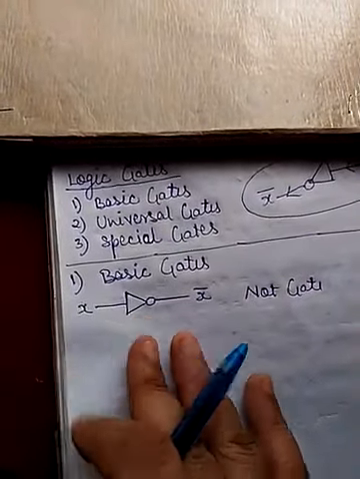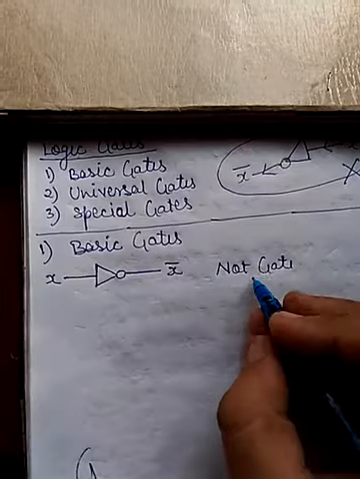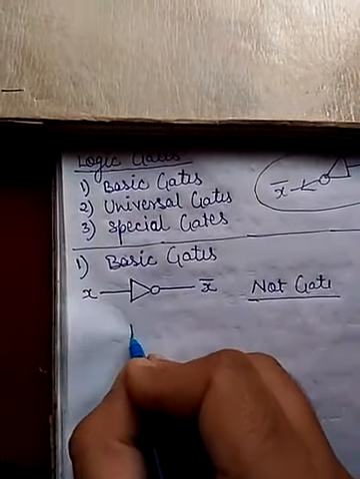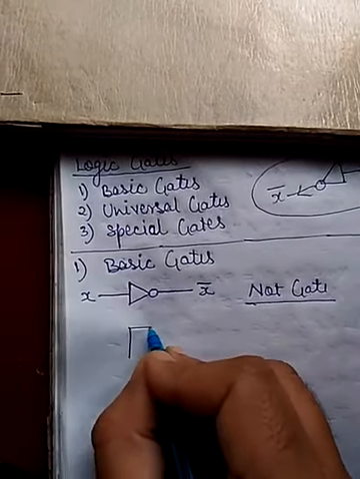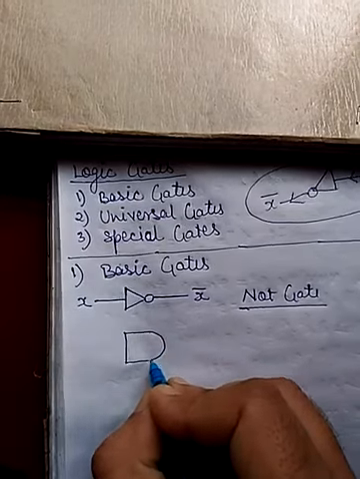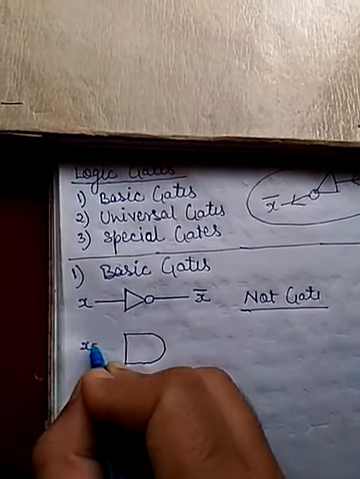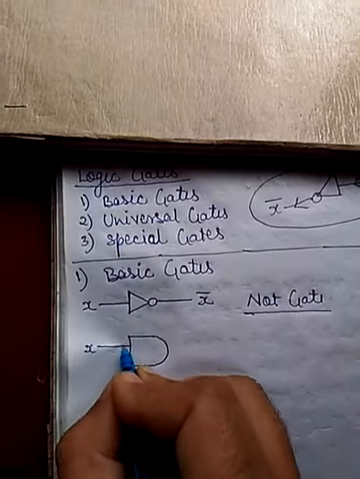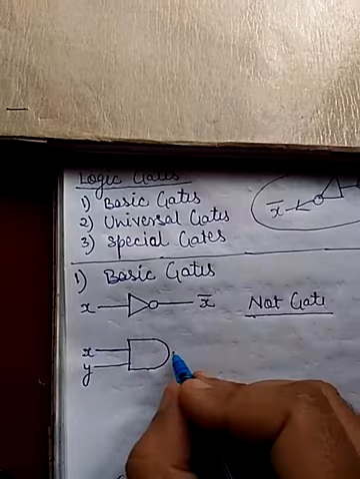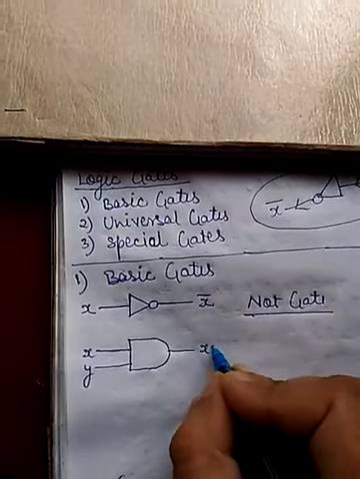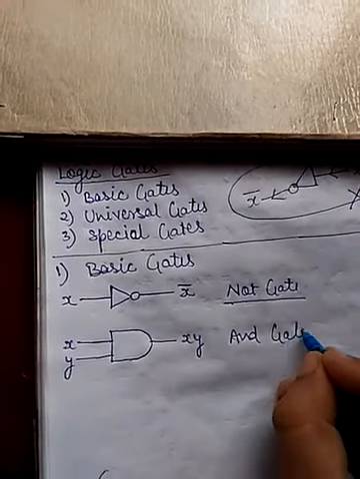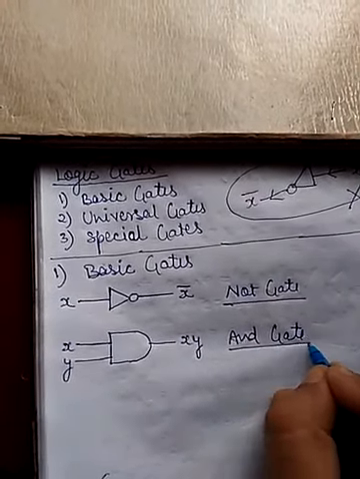This is the first, the NOT gate. Second, the AND operator is here. So I am drawing the AND gate. It is a binary operator. That's why an AND gate contains two or more inputs. Let us say two inputs X and Y are there, and the output is XY. This is the AND gate.